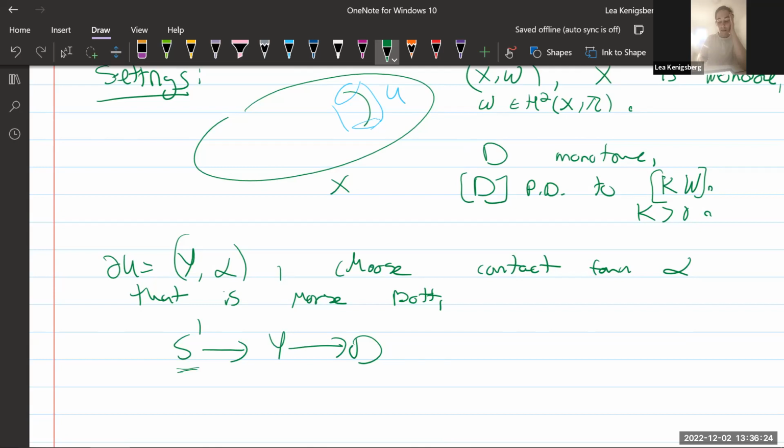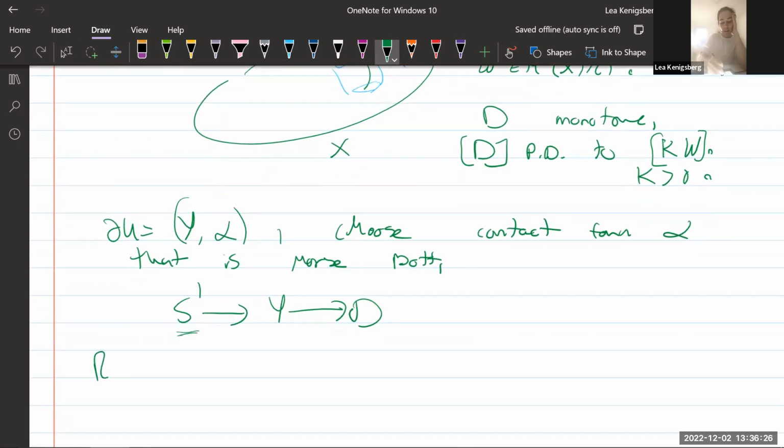So in this case, the Reeb orbits are parameterized by Y cross Z plus. So each point in Y is a starting point of some Reeb orbit, and then this integer tells you the multiplicity.